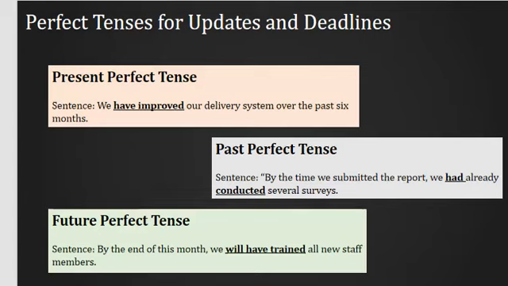So use past perfect tense to clarify the order of past events, to show readiness or planning, and to avoid confusion when multiple actions happened in the past.